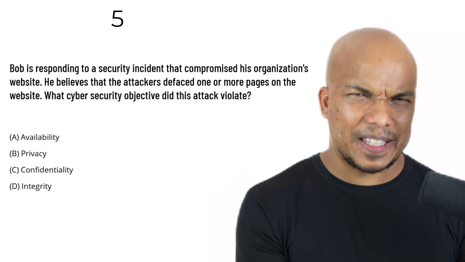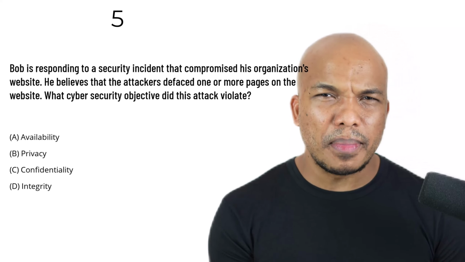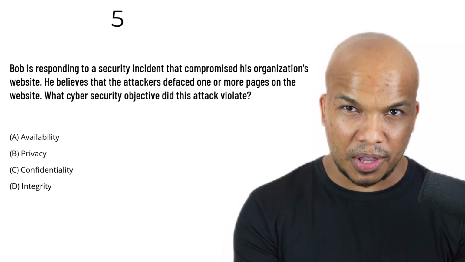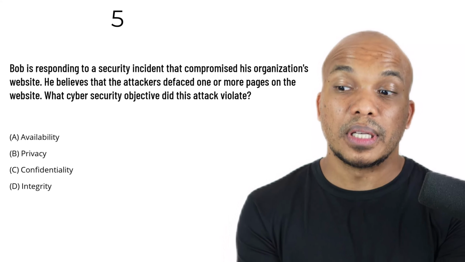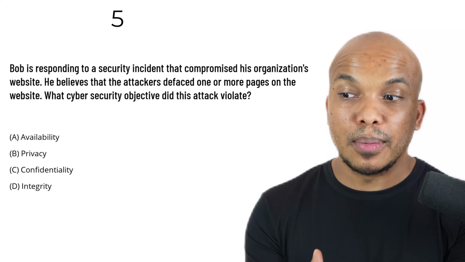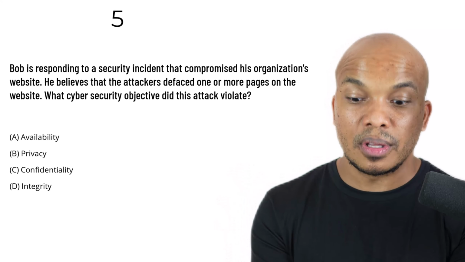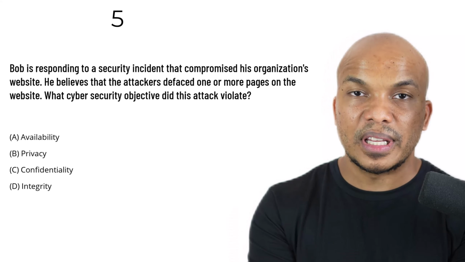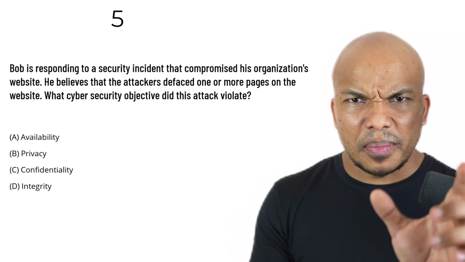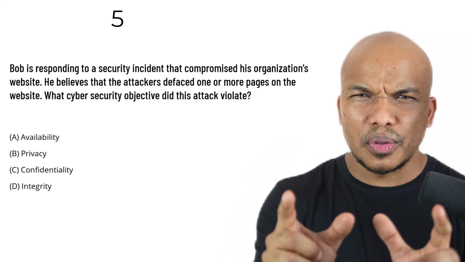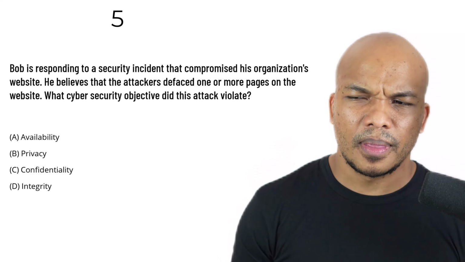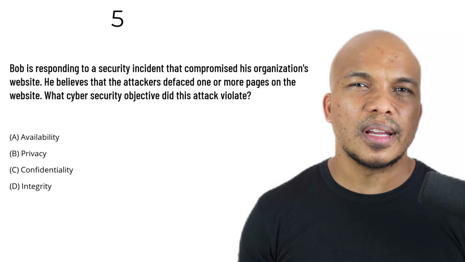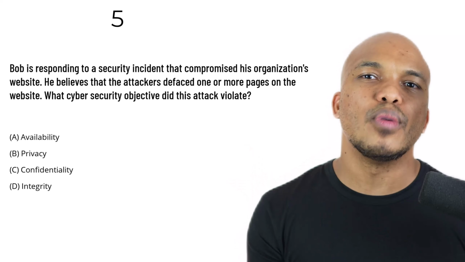And then integrity. What is integrity? Integrity is making sure that data has not been compromised with. That is a potential answer, because the attackers were able to deface one or more pages. So they basically tampered with the integrity of the data. They tampered with the integrity of the code. So we have availability and integrity. What do you think is going to be the answer here? The answer right here is simply going to be integrity, because it is the more direct of the two answers.